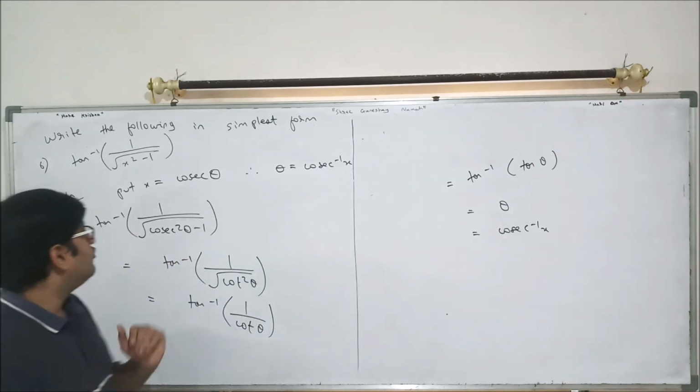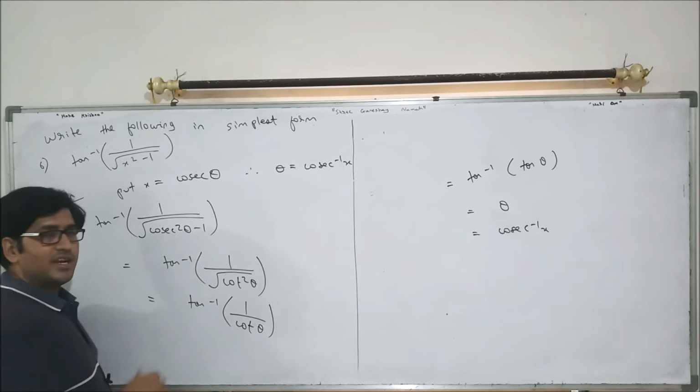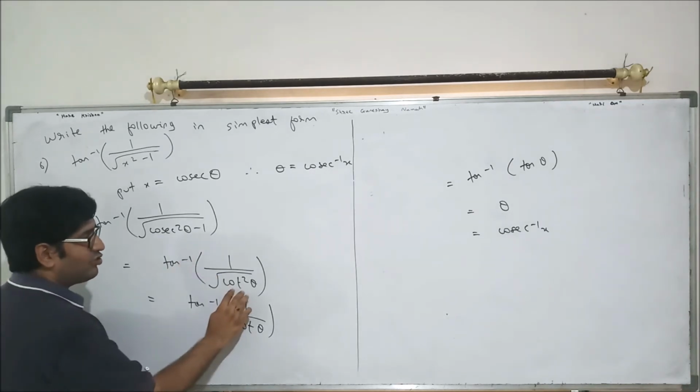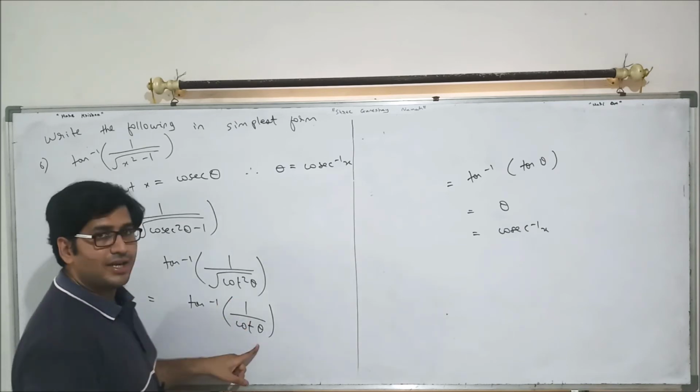Okay students, what if you had put x is equal to sec theta? I'll just show you. You are going to get sec square theta minus 1, so here you will get tan square theta. Okay, so tan theta comes out. So we are going to get 1 upon tan theta.